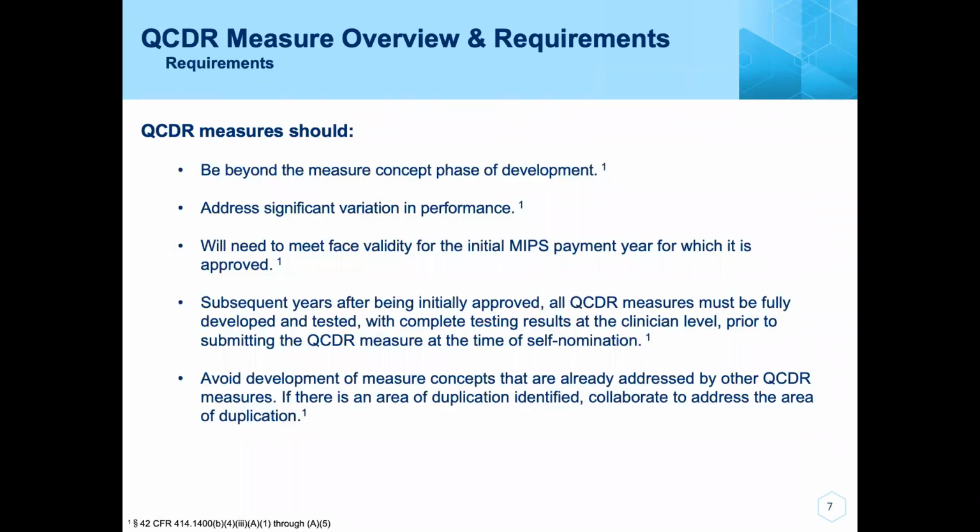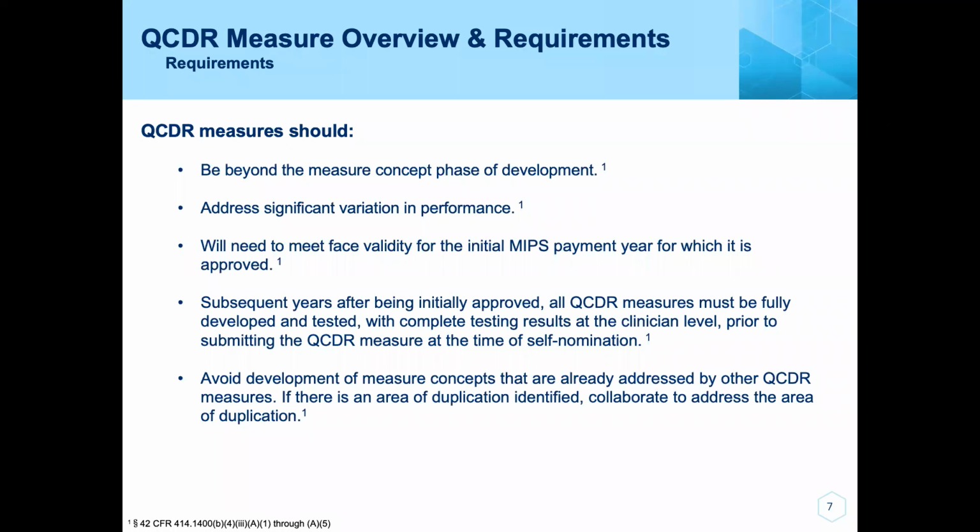CMS asks that the following criteria are met when QCDR measures are developed and submitted. CMS looks for measures to be beyond the measure concept phase of development and that they address a significant variation in performance. QCDR measures must also meet the incremental testing policy for QCDR measures, which currently requires that new QCDR measures at a minimum must have face validity for the initial year for which it is approved. And for subsequent years, the measure will be considered an existing measure and must be fully developed and tested.